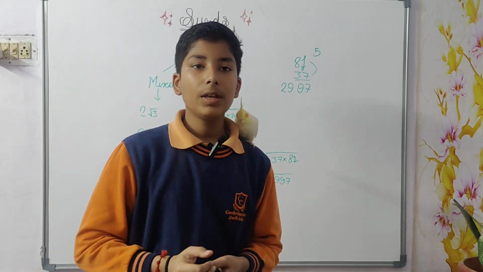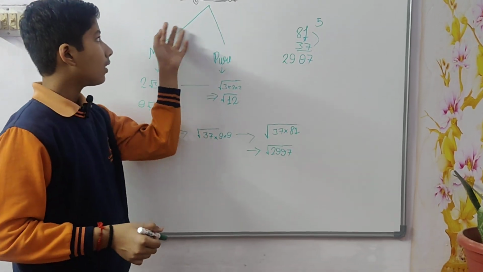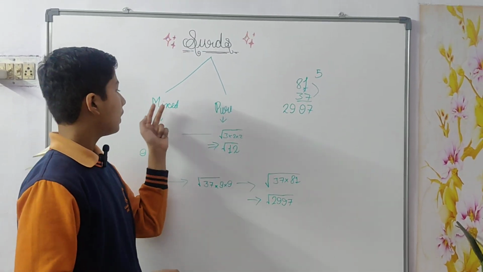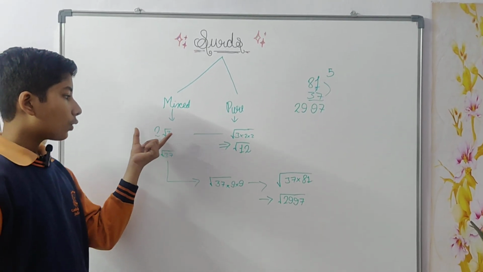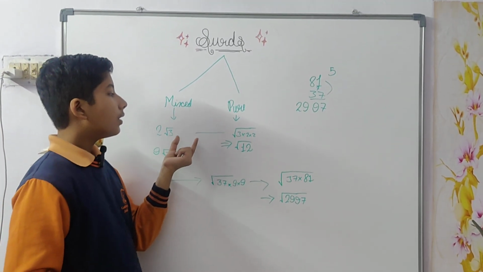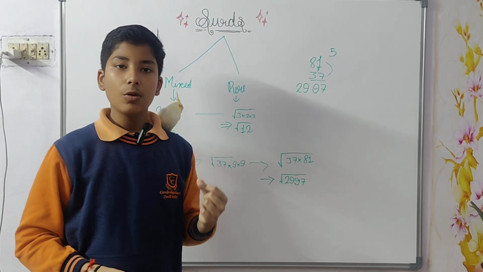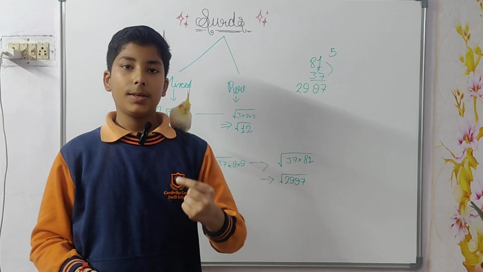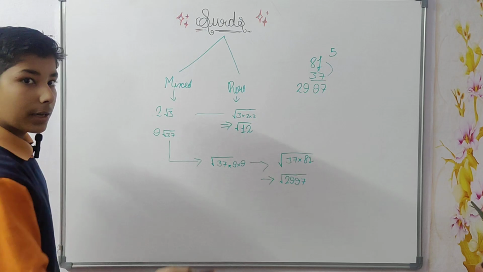So now I will explain you again. See, what are two types of surds? One is mixed and one is pure. Mixed is when a pure root is simplified, and pure root is like the root number without simplification. Okay, I've told you how to convert them. Now I will show you some cube also. Let me take an example.